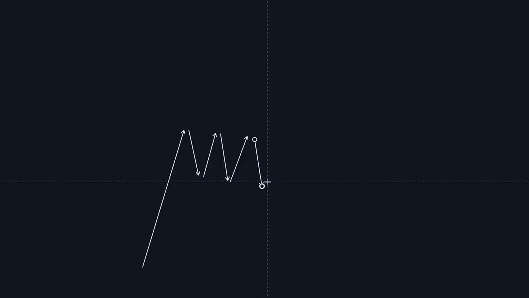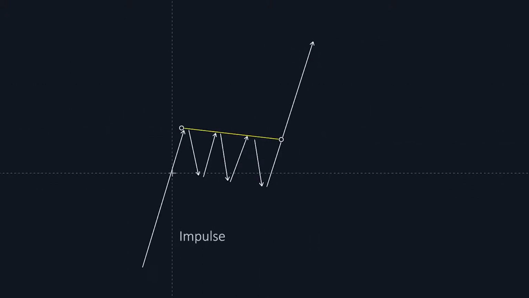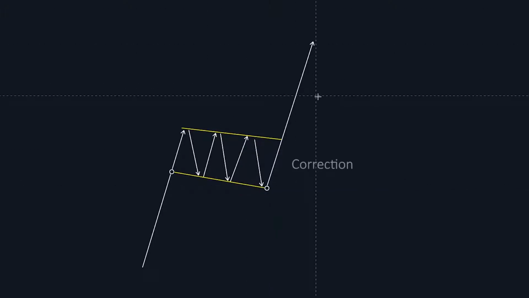The impulsive phase is normally that heavy momentum, those bigger moves either to the upside or to the downside. And then we have our corrective phases. These are normally price moving sideways, and they normally take the shape of a pattern. Very low momentum, choppy price action sometimes can be the correction.